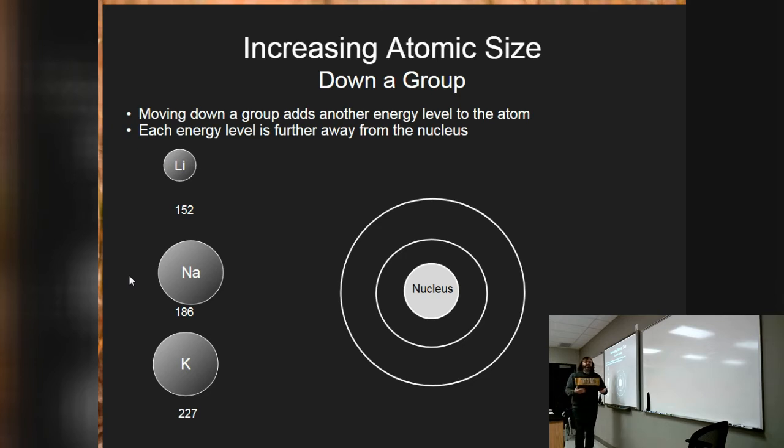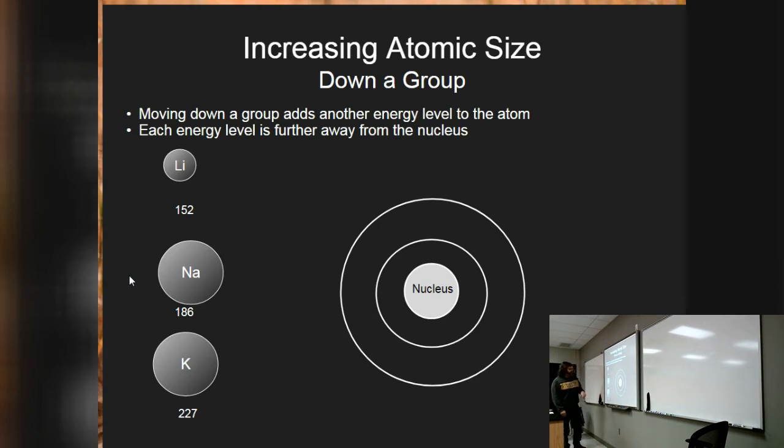So let's talk about the easier one, which is why are the atoms increasing down a group on the periodic table? Well, basically, as you're moving down a group, you're adding another energy level. Each energy level is further away from the nucleus, and so that makes the atom bigger. Pretty simple stuff. So here I have lithium, sodium, potassium. They are in group 1, the alkali metals, and lithium is the smallest at the top, and potassium is the biggest here on the bottom. Again, there are more elements below potassium, but of these 3, potassium is the biggest.